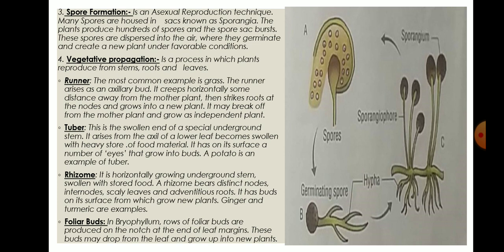Rhizome: it is a horizontally growing underground stem swollen with stored food. A rhizome bears distinct nodes, internodes, scaly leaves, and adventitious roots. It has buds on its surface which grow into new plants. Ginger and turmeric are examples.